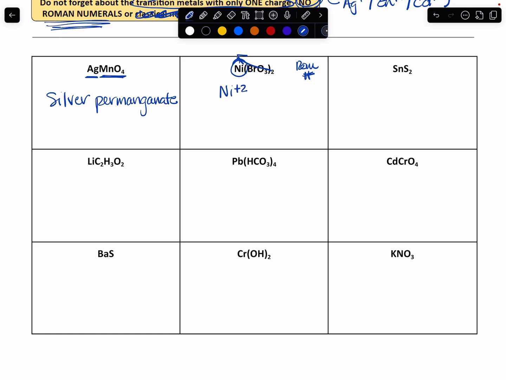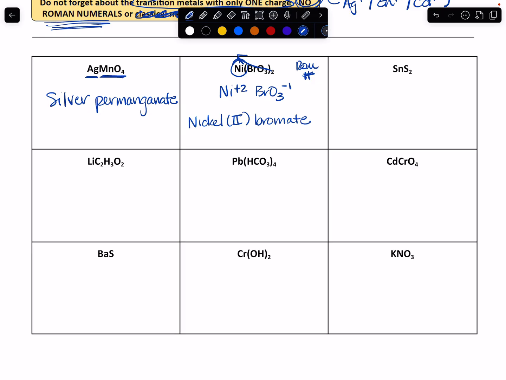On the other side, I have BrO3, which has a -1 charge. So that makes sense that I'm going to need 2 of those bromates. So the name is going to be nickel, Roman numeral 2, and then bromate.